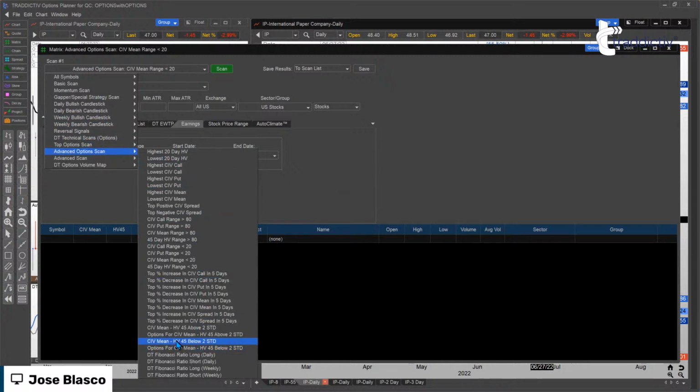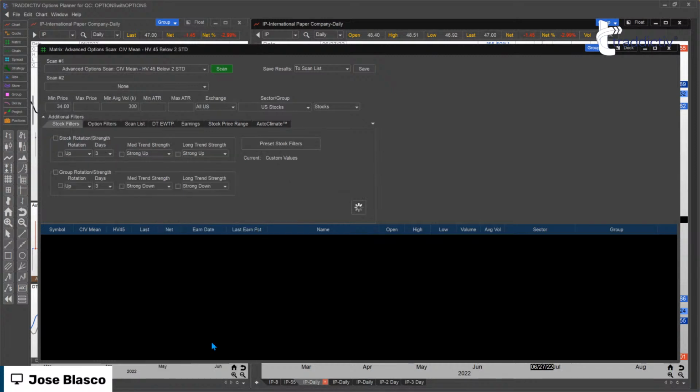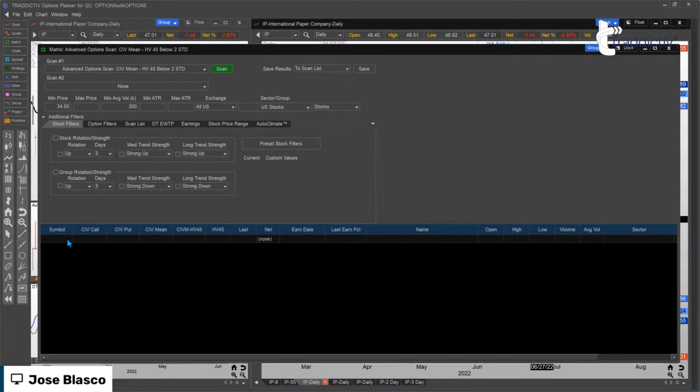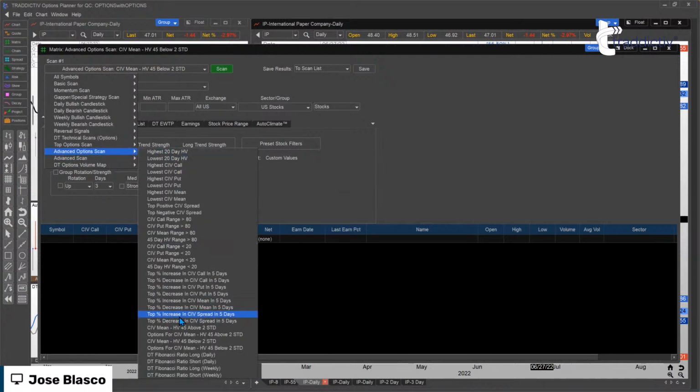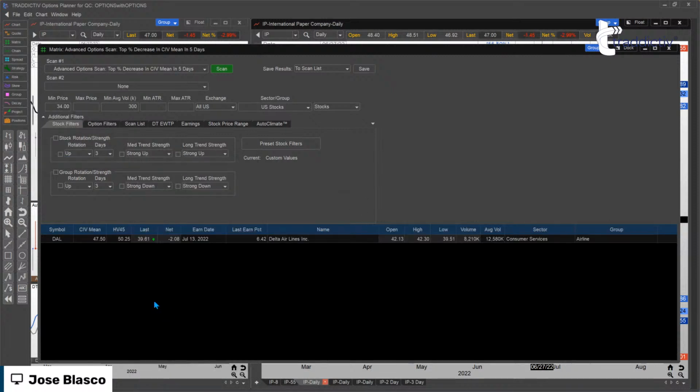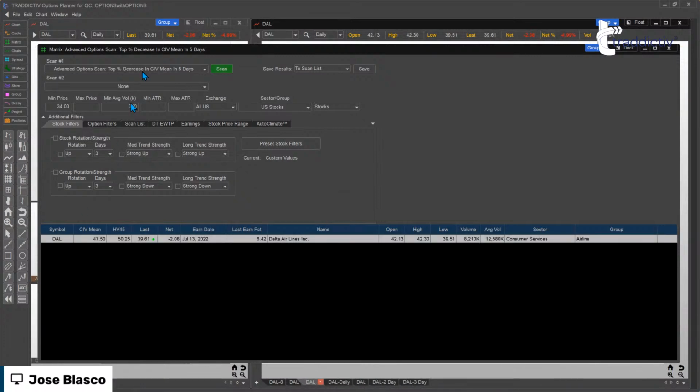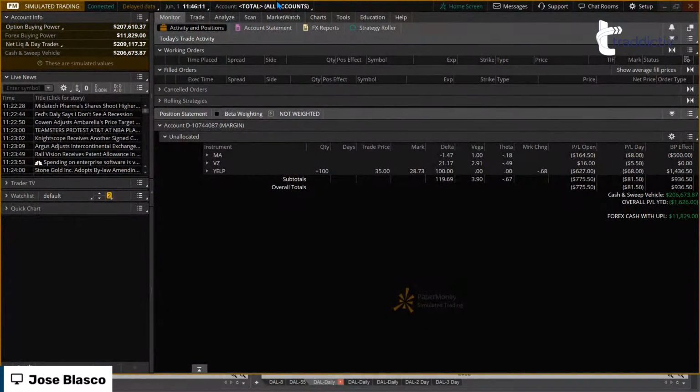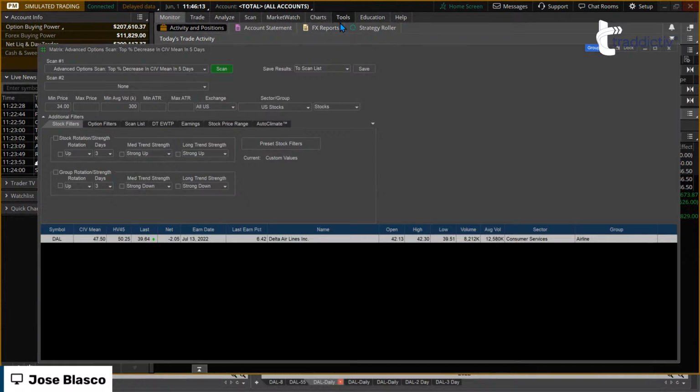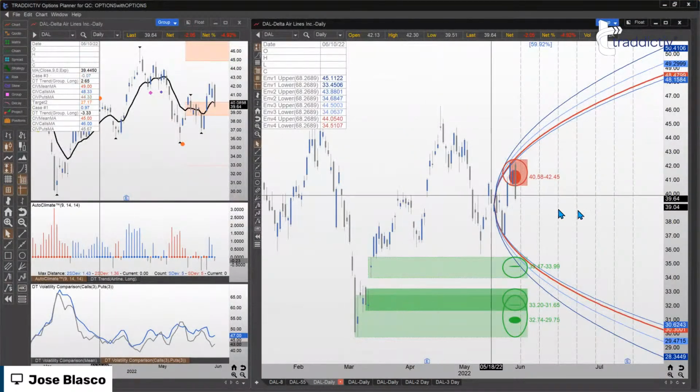Then we're going to look at technique number 2, which is the mean minus historical volatility below two standard deviations. Okay, and it's still giving us nothing. Now technique number 3: what if we got the top decrease of implied volatility mean in the last 5 days? And it's giving me 1, Delta Airlines. Wow, I guess today is a fun day with not too many opportunities here. Delta Airlines, so here we go.